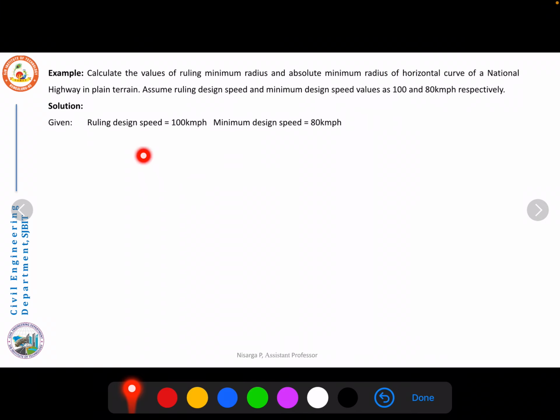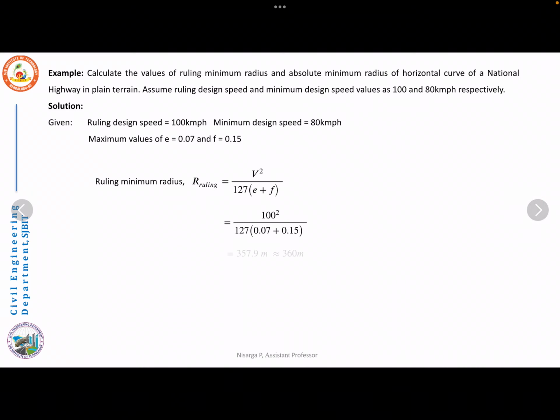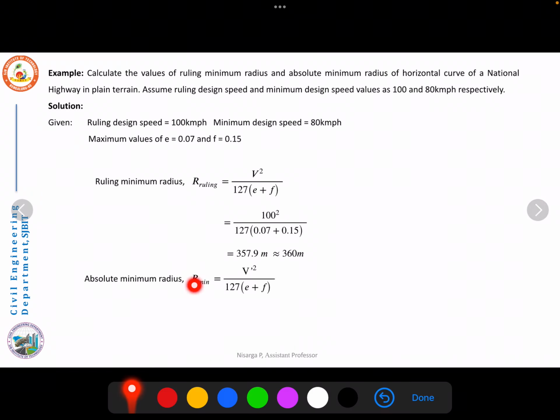In a numerical, they have given the ruling speed as 100 kmph and the minimum speed as 80 kmph. Using the maximum value of super elevation E equal to 0.07 and F equal to 0.15, substitute in the previous equation. For the ruling radius, substitute V as the ruling speed, and to find the absolute minimum radius, substitute the minimum design speed of the highway in the expression. With that we can find the ruling radius and the minimum radius.